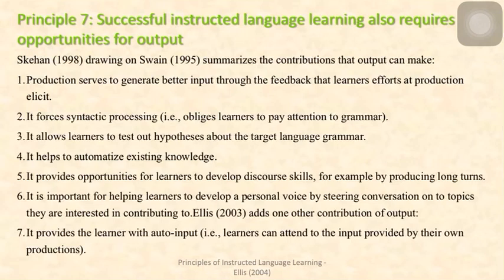The seventh principle, successful instructed language learning, also requires opportunities for output. Ellis, drawing on Swain, summarizes the contribution that output can make. 1. Production serves to generate better input through the feedback that learners' efforts at production elicit. 2. It forces syntactic processing, for example, it obliges learners to pay attention to grammar.